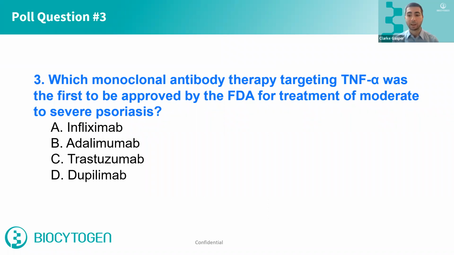Infliximab is a mouse-human chimeric monoclonal antibody that binds to TNF-alpha. And so this prevents TNF-alpha from interacting with its receptors on the cell and can mitigate these autoimmune reactions. It was first approved by the FDA in 1998 for IBD and Crohn's disease, and then later approved for treatment of psoriasis in 2006.